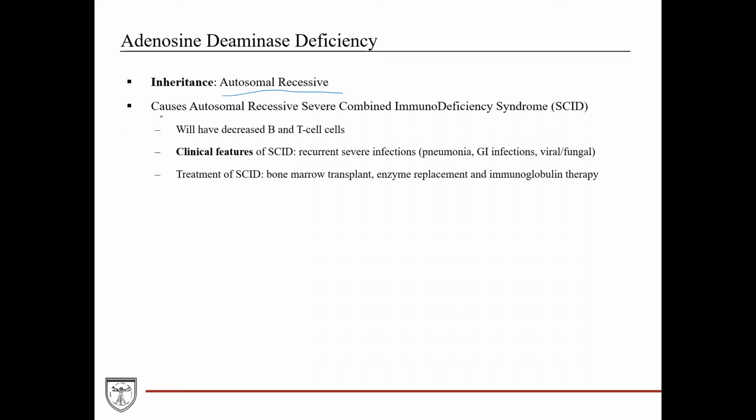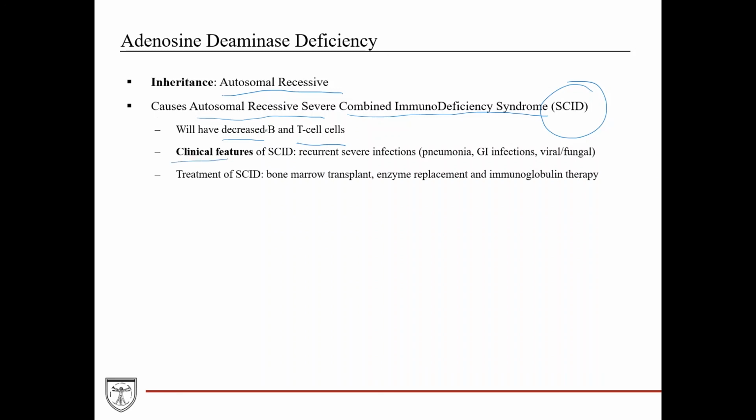Anyways, I digress. What this causes is autosomal recessive severe combined immunodeficiency syndrome, also known as SCID. And these patients will have decreased B cells and T cells. That's important to know. So when you're comparing to other immunodeficiencies, some could have just decreased B cells or just decreased T cells. So that's important to know. We won't get into that because that's more immunology.